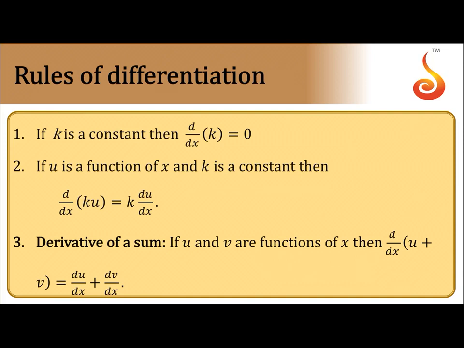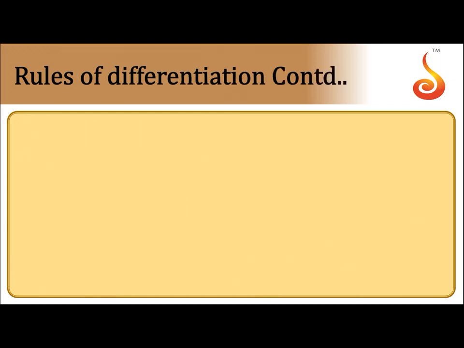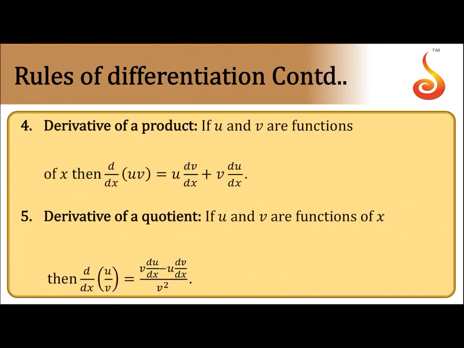Next, rules of differentiation. The derivative of a constant will always be 0. For the derivative of a constant multiplied by a function, you can take out the constant and write down du by dx. And the derivative of the sum is linear. That means d by dx of u plus v is nothing but derivative of u plus derivative of v. The same thing can be applied for the difference also.